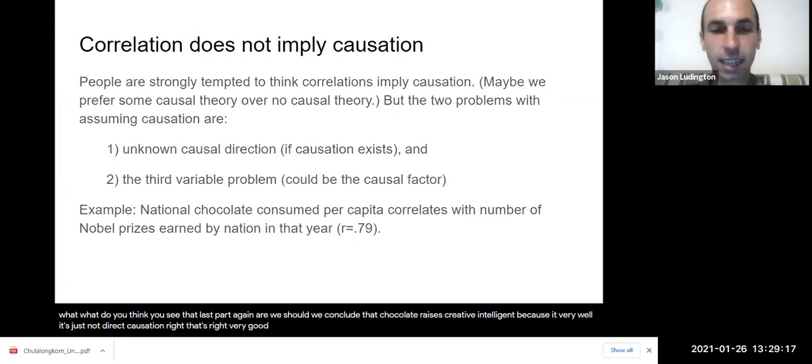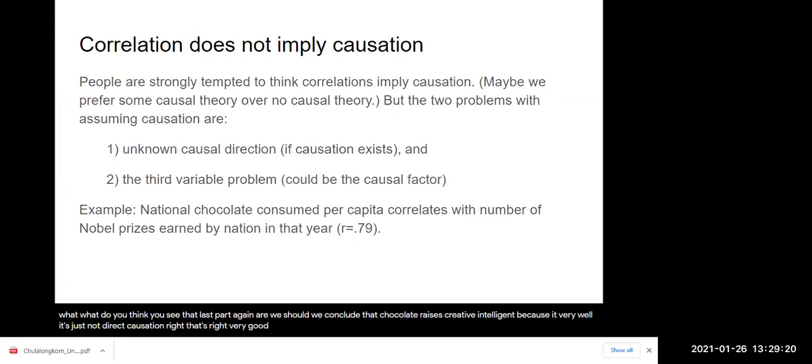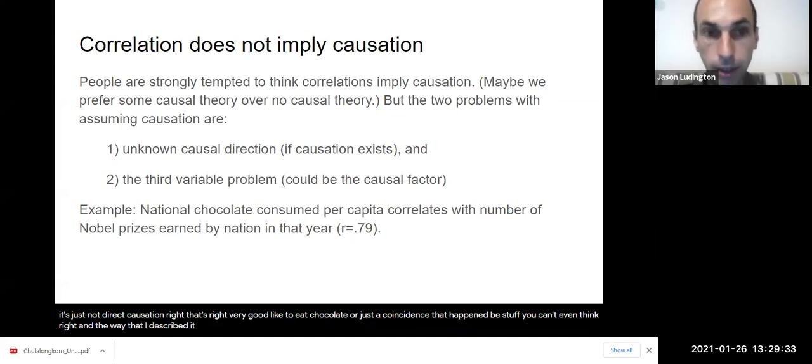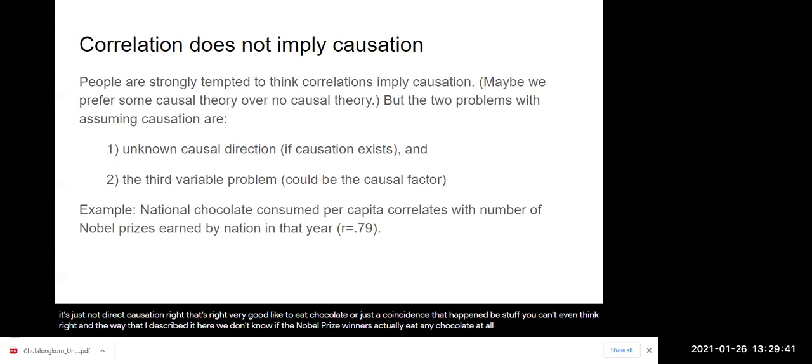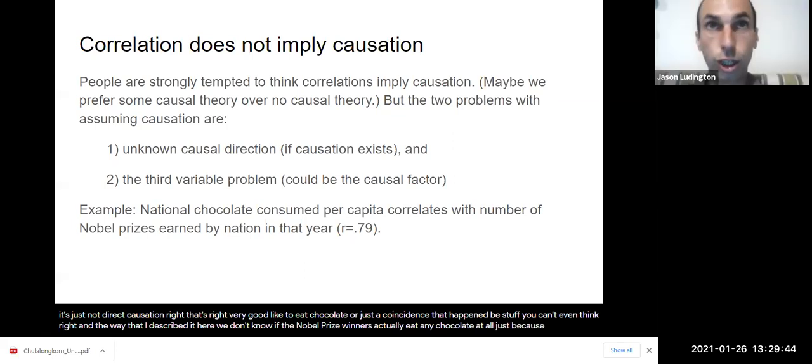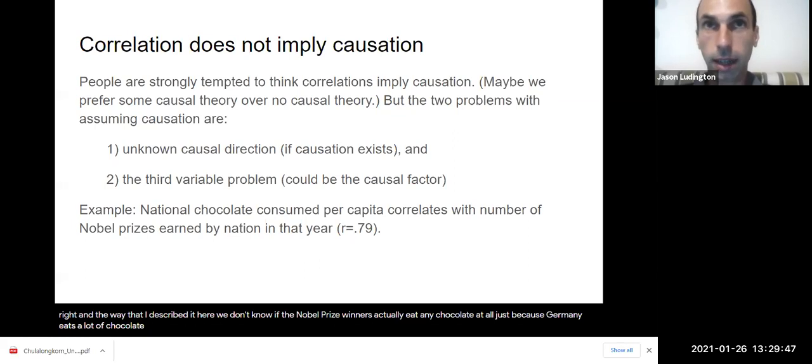Very good. It could be just that some Nobel Prize winner likes to eat chocolate, or just a coincidence that happened to increase. It could just be stuff we can't even think about. And the way that I described it here, we don't know if the Nobel Prize winners actually eat any chocolate at all. So just because Germany eats a lot of chocolate and there's a lot of Nobel Prize winners from Germany doesn't mean that the chocolate is causing that, right?